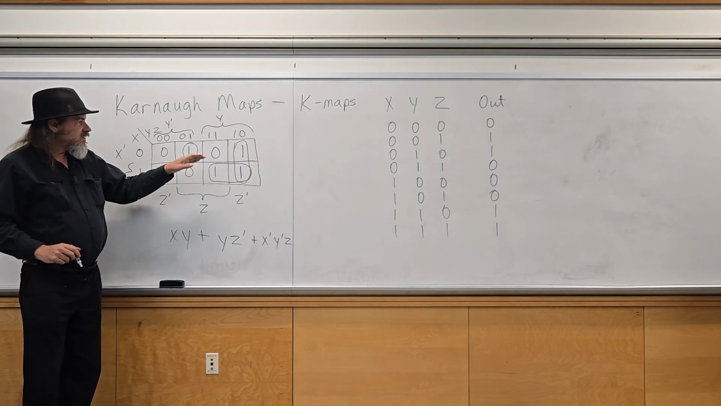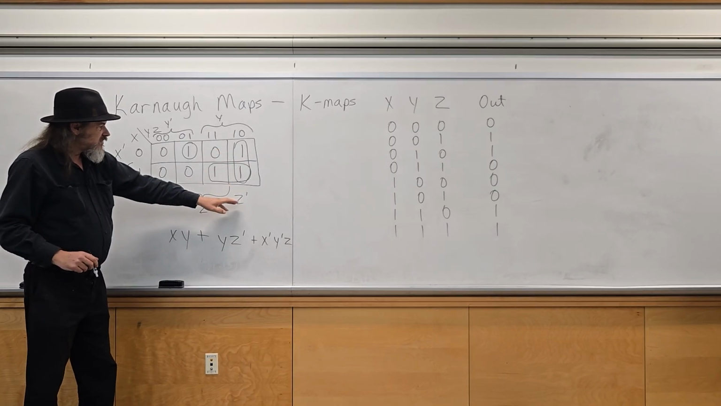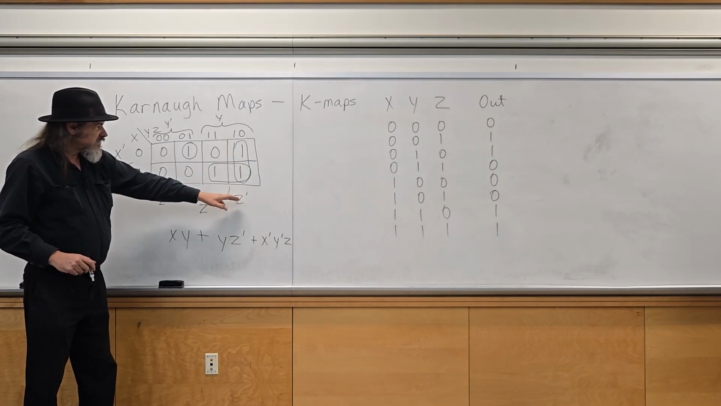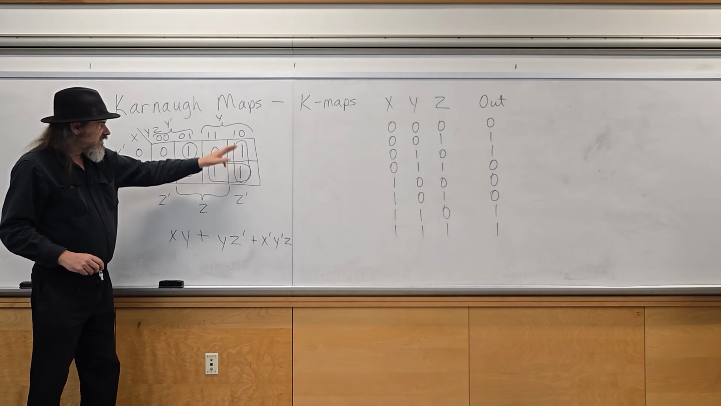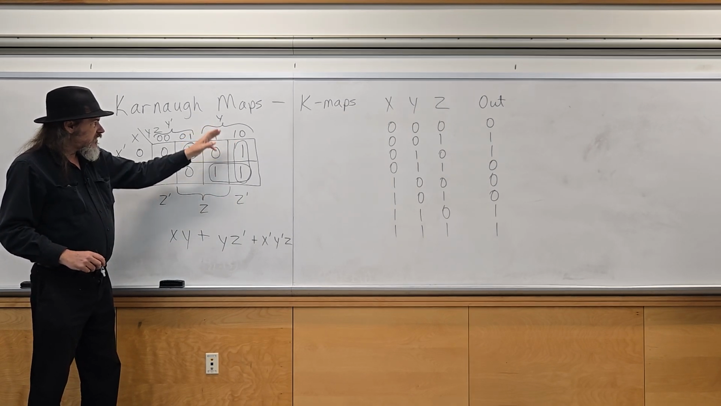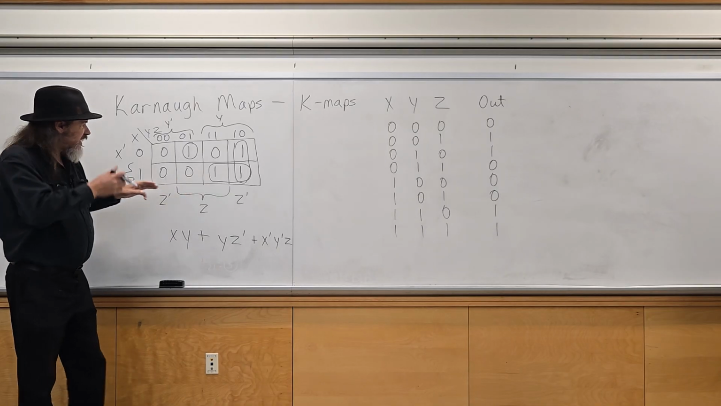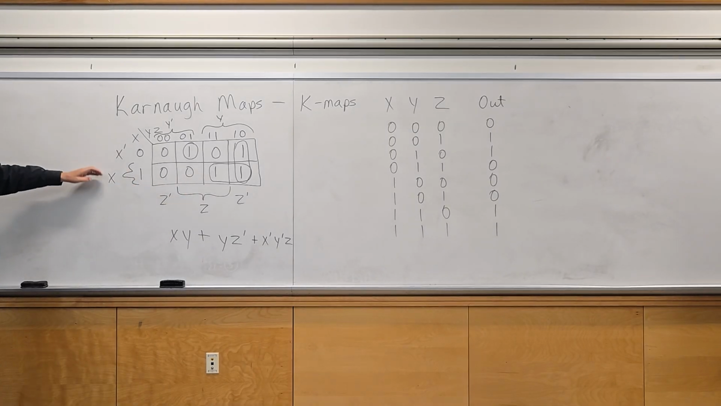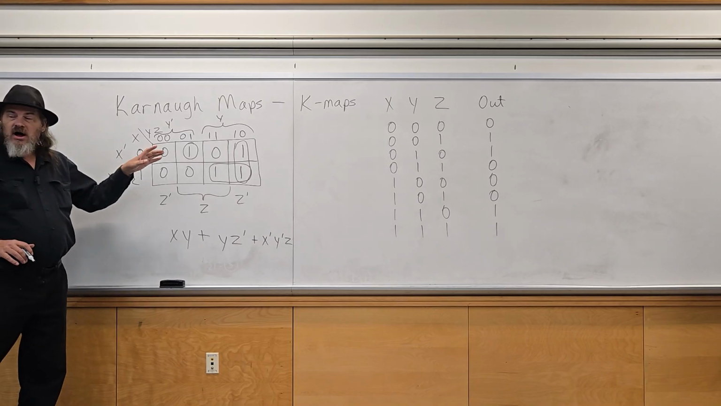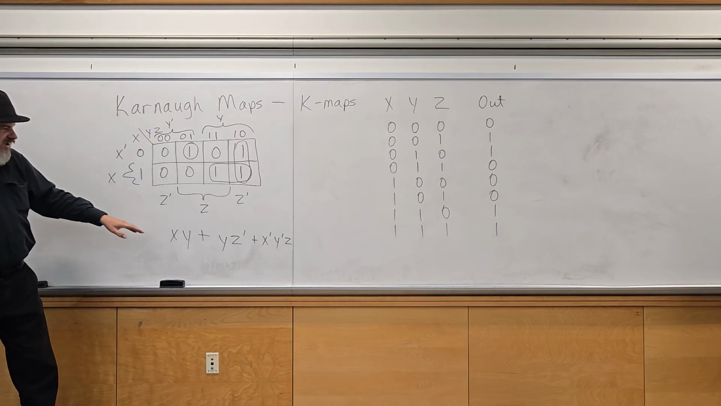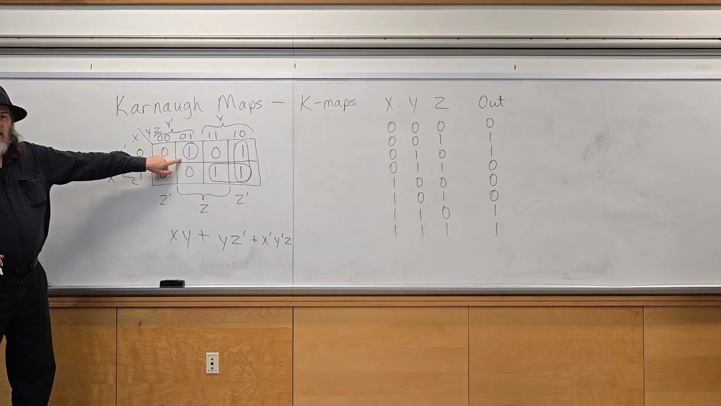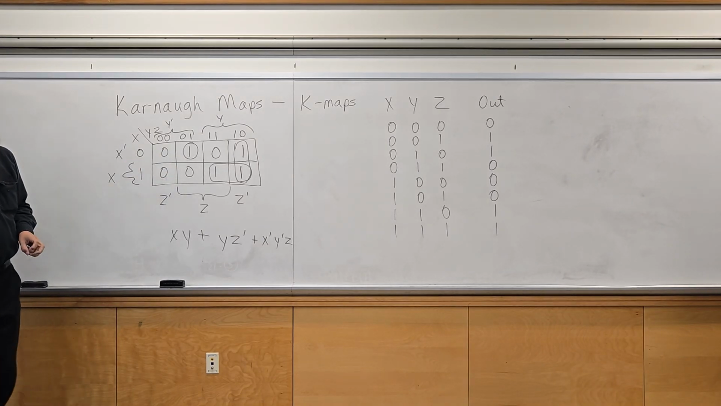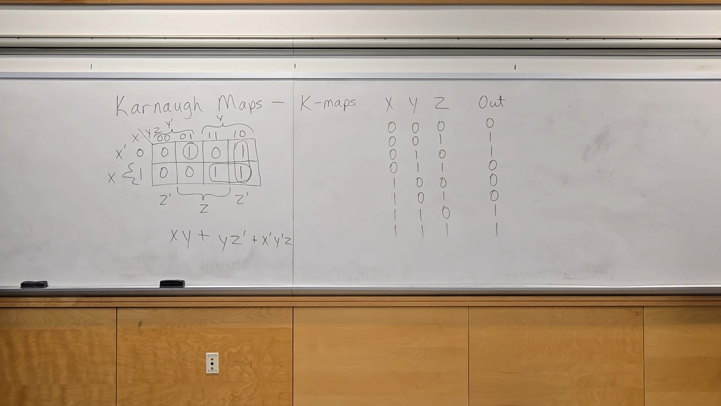Here you have in this one, you have the Z prime space and the Y prime and the Y space, and the X and X prime don't matter. So the X is not in that term. This one is alone, and so you can't group it. You're stuck using all three literals.